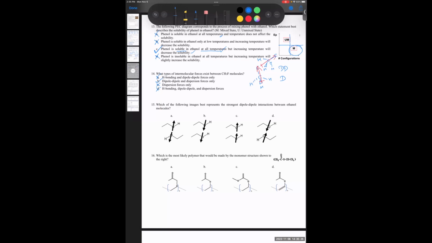All right, question 15. Which of the following images best represents the strongest dipole-dipole interactions between ethanol molecules, which were introduced to us in question 13? Now, with dipole-dipole, always the head of one dipole interacts with the tail of the other one. It cannot be option A, that looks so weird. Option B looks really good. Option C is incorrect.